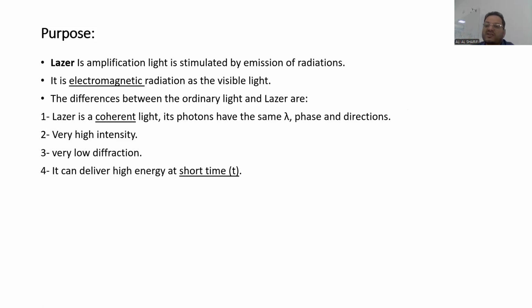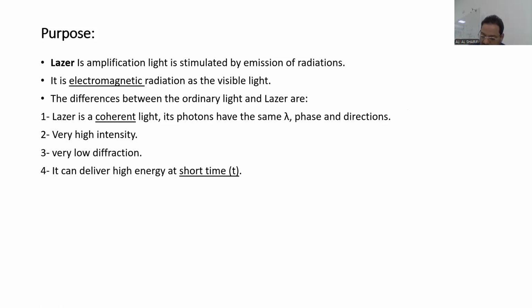Okay, it's electromagnetic radiation as visible light because we can see it. That is why we use it as a pointer. The differences between ordinary light and laser are some important characteristics. Laser is a coherent light, okay? Its photons have the same wavelength, like I said before, the same phase and directions. High intensity, because we can use it as a great pointer. It's a good option, the best option, actually. Very low diffraction.